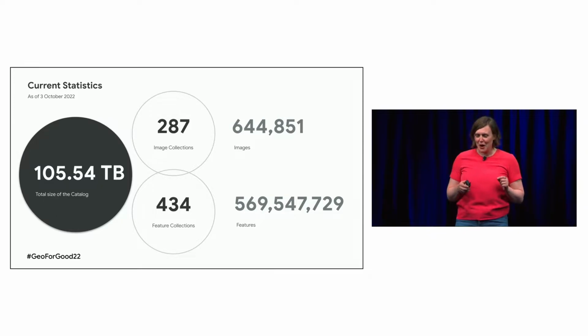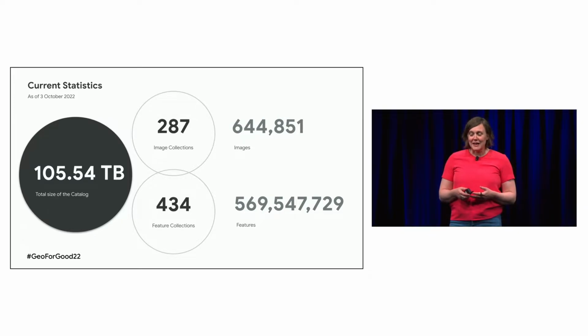So where are we at now? Well, as of October 3rd, we are at 105 terabytes of data, 287 image collections, and 434 feature collections. And so it's big, and it's getting bigger. And how awesome is it that it's all of the data that we're producing and also wanting to use in one place. We're doing it together, and it's not replacing, like Val said, the Earth Engine data catalog. It's just making it faster and giving it another home for right now.